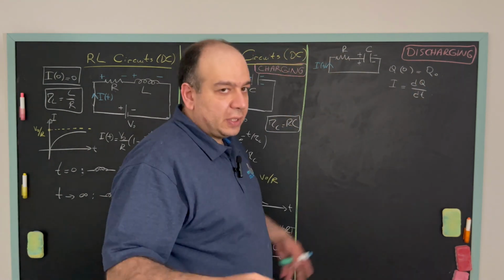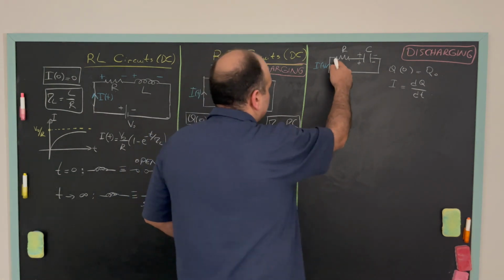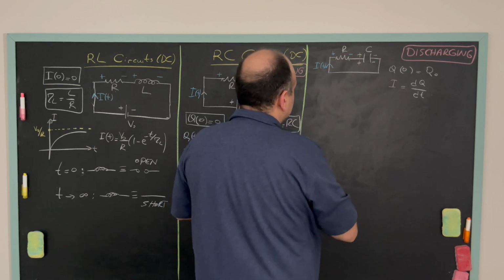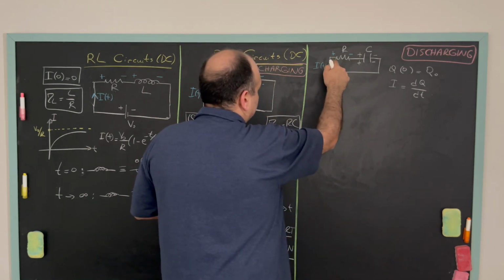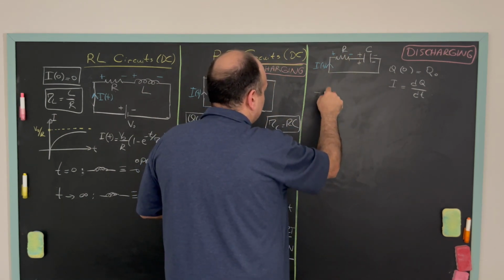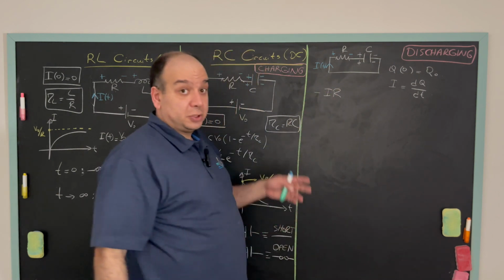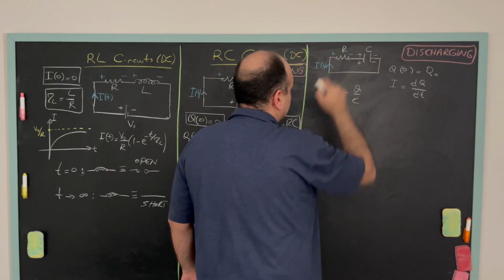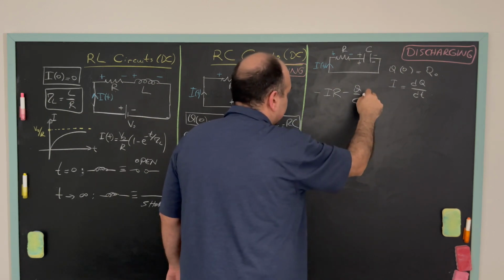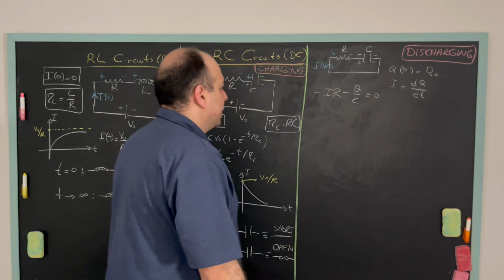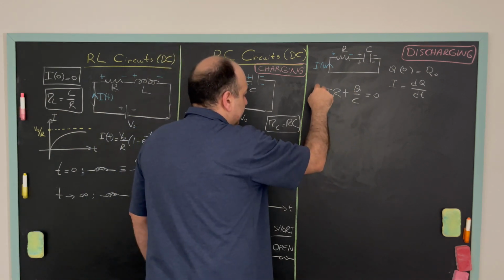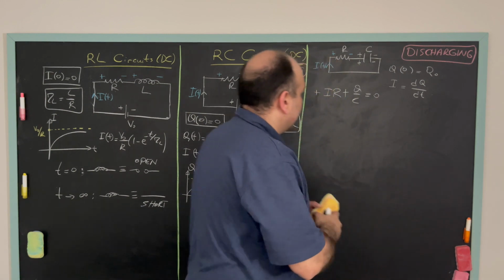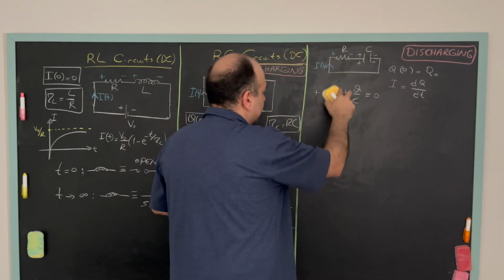If I write down the closed loop equations, so if I is running like that, the potential drop across the resistor is going to be like this. I'll go from positive to negative, so minus IR is going to be the potential drop across the resistor, minus Q over C is going to be the potential drop across the capacitor, and there's nothing else, so this is equal to 0. So I can multiply everything with minus, this becomes plus, and instead of I I can write dq over dt.